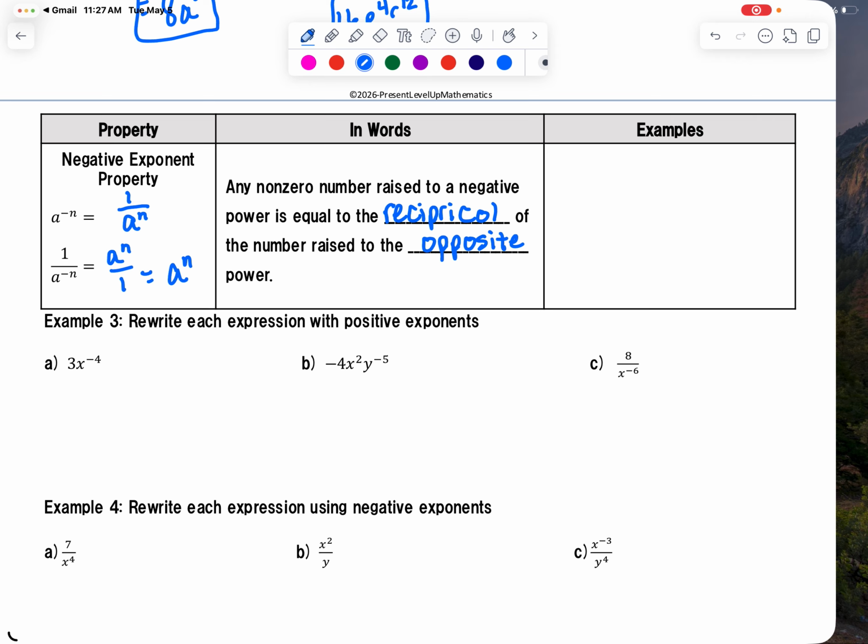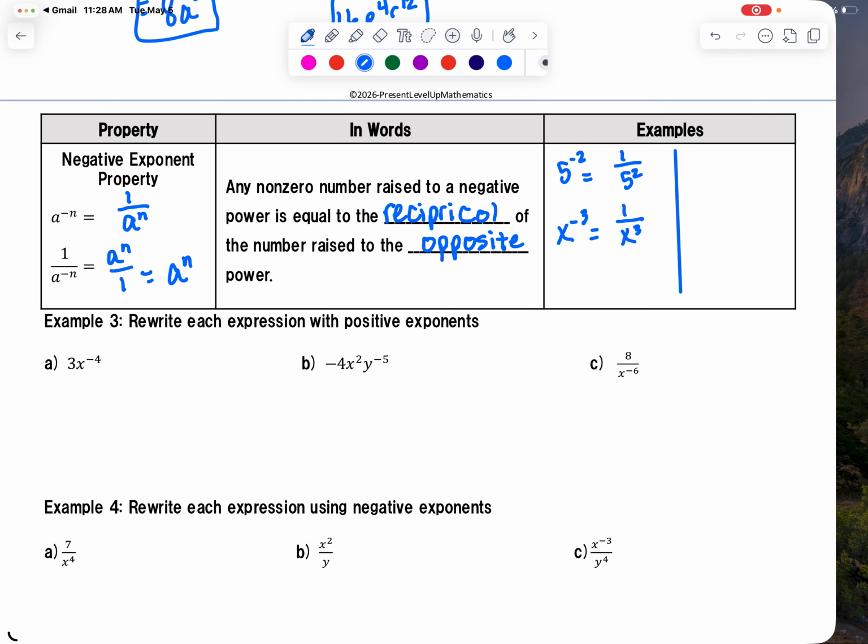power. So let's say I had 5 to the negative 2 power. I have a base raised to a negative power. So I want to find the reciprocal of the number raised to the opposite power. So that would be 1 over 5 to the positive 2 power. All right, so let's say I had x to the negative 3. I want to find the reciprocal raised to the opposite power. So that would be 1 over x to the positive 3.